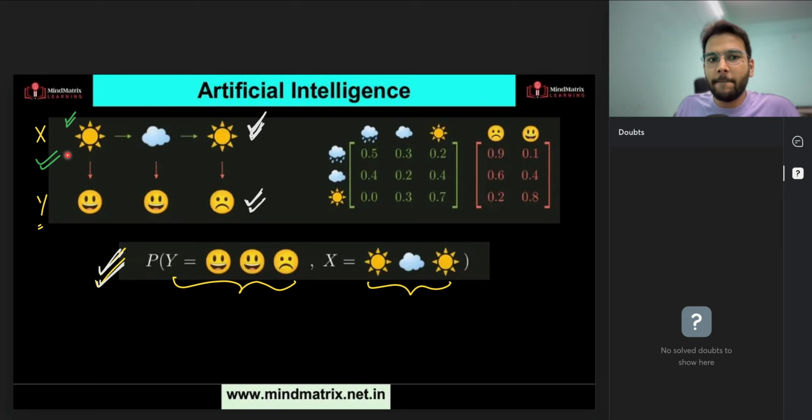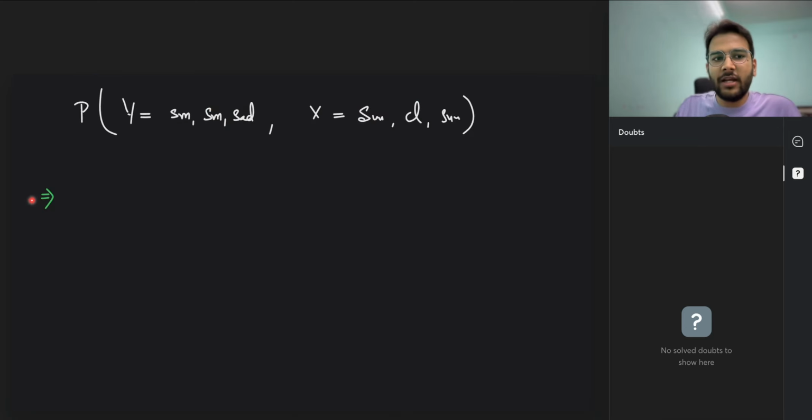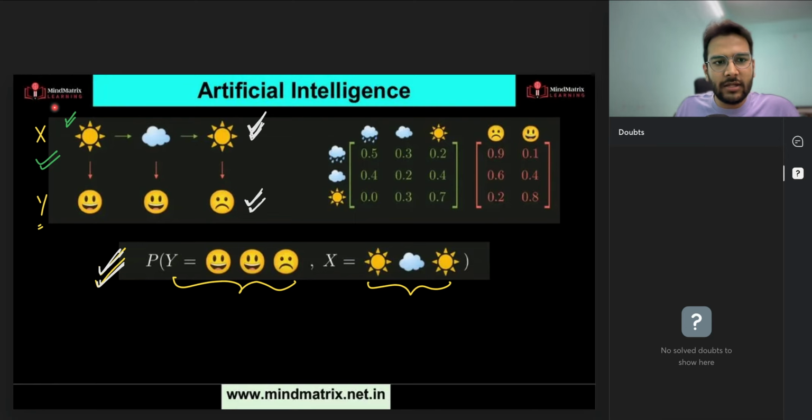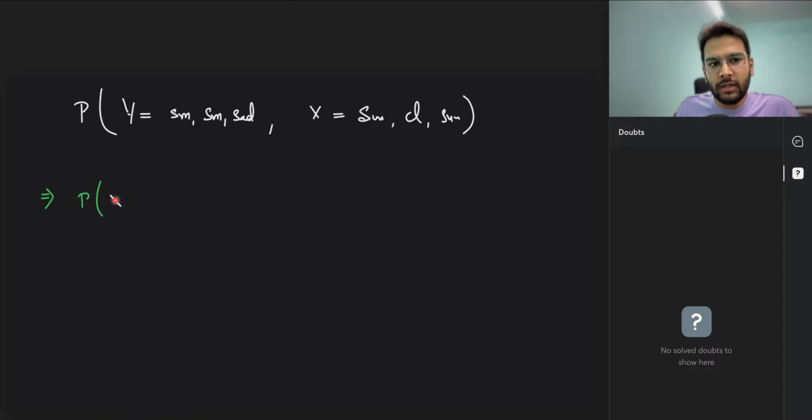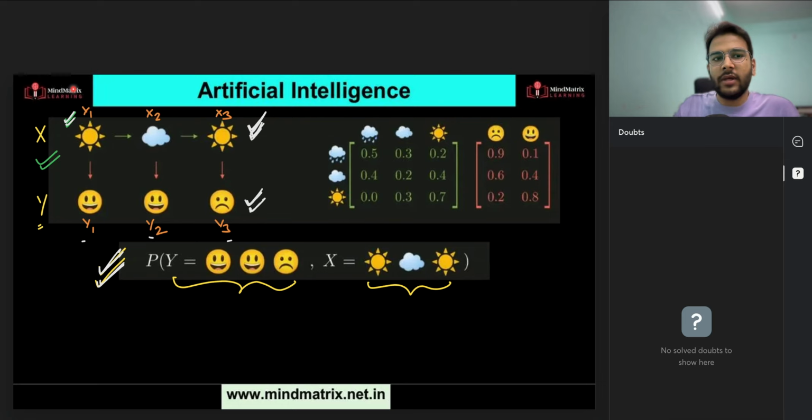I can start from here. What is the probability that the day is sunny? Let's say this is x1, this is x2, this is x3, and this is y1, y2, and y3. Just for simplicity, I'm denoting these events. First you need to find the probability of x1. Yes or no? We can find this probability of x1.